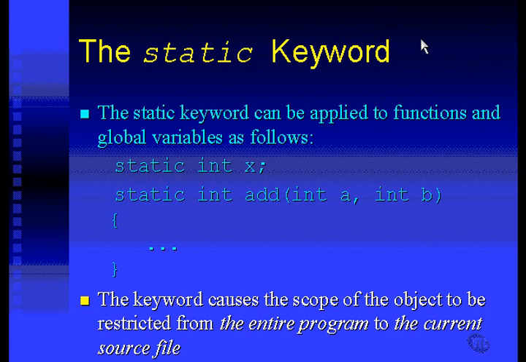Let's take a global variable, for example. It means that if you put static in front of a global variable declaration, then that variable will only be visible within the scope of the current source file. If you were to try and access that global variable from another .c file, you would get a compiler error message saying, I don't know about that variable. And the same applies to functions. If you have a static function, you cannot call that function from a .c file that is different to the one that the function is actually defined in.